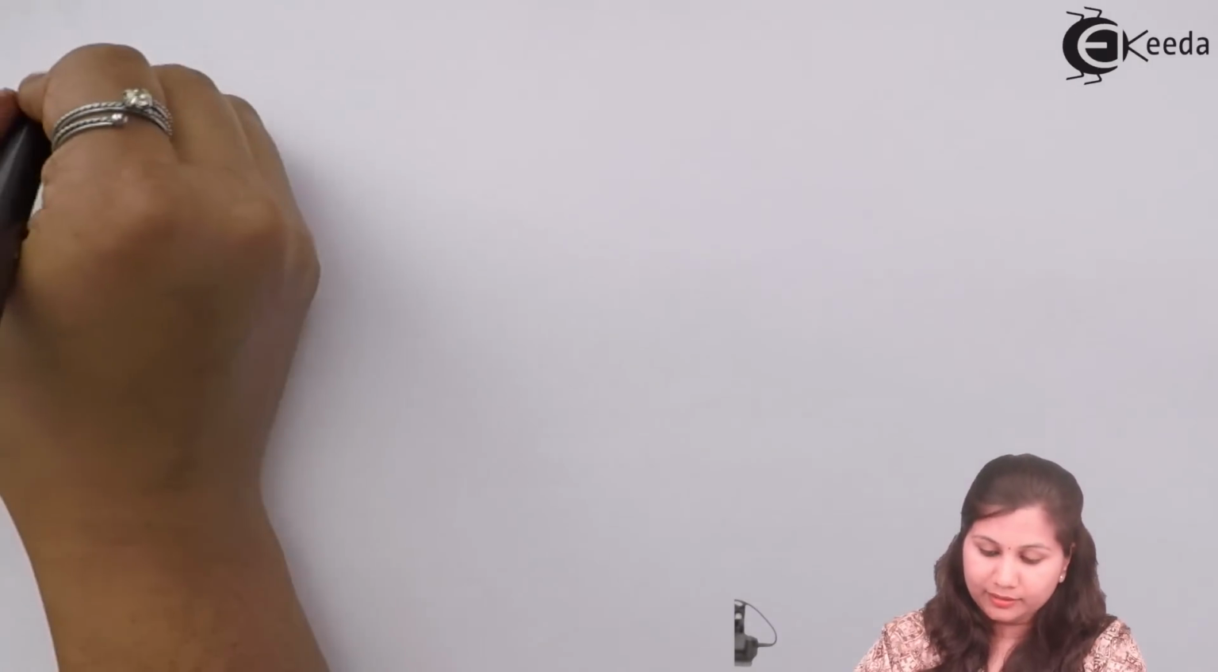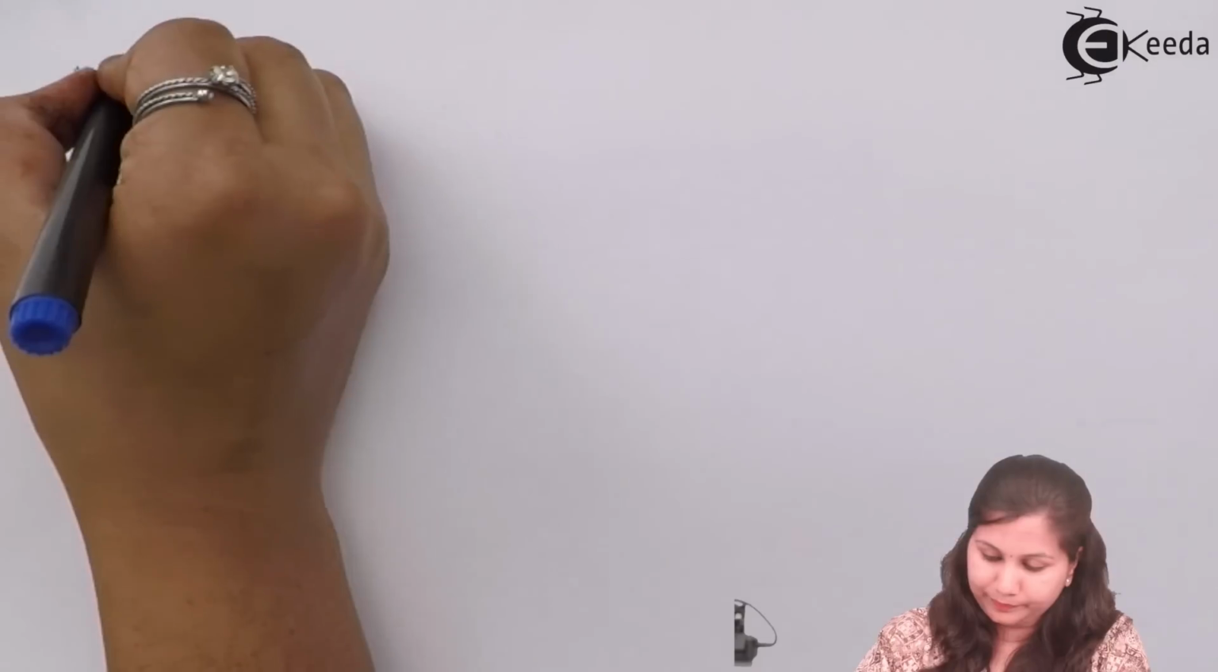Now if we come to the modern CROs, they are coming up with additional features also. The conventional CROs were basically used for the investigation of waveforms only, but the modern CROs are coming with additional features like multimeters and counters. So the use of the CRO has been expanded and its applications have increased.